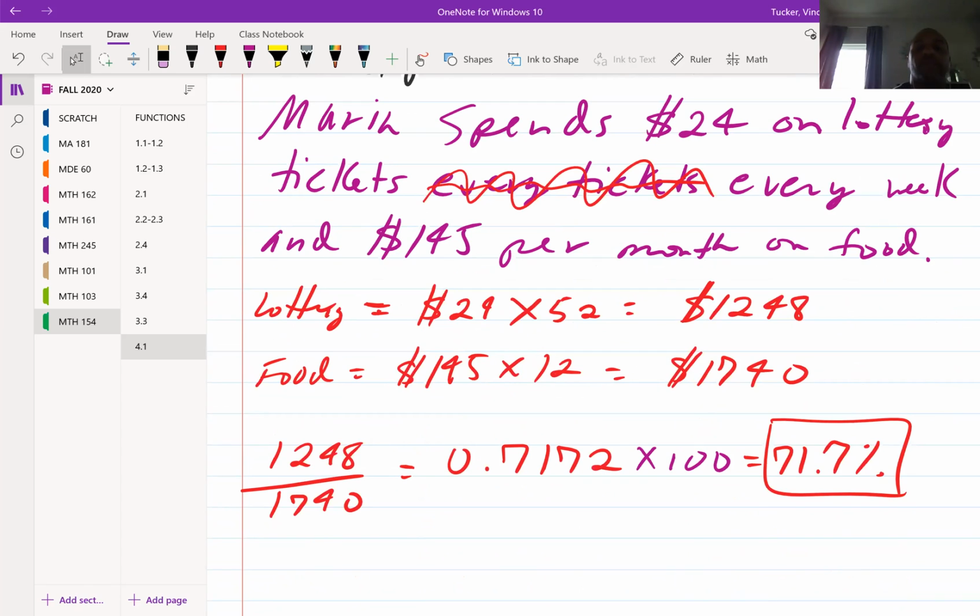So we take that 1248, put it over your 1740, convert that to a decimal, that's 0.7172. Then to convert it to a percentage, you multiply it by 100, and that's 71.7%. So lottery is 71.7% of food. The cost of the lottery is 71.7% of the cost of food.